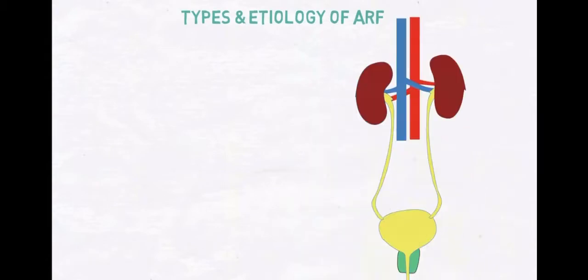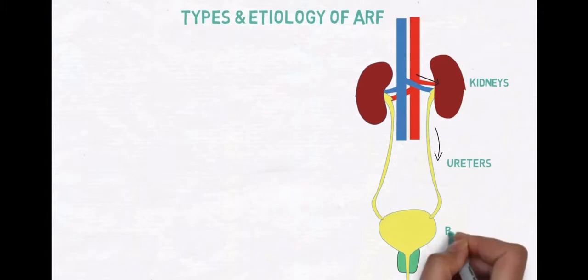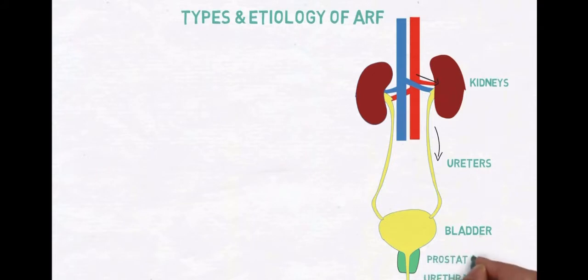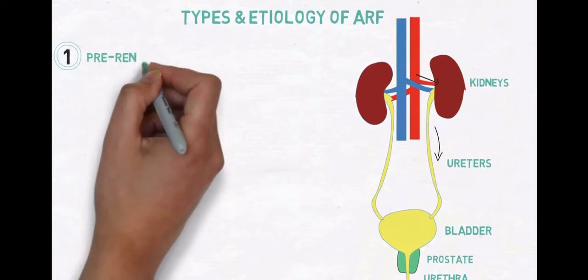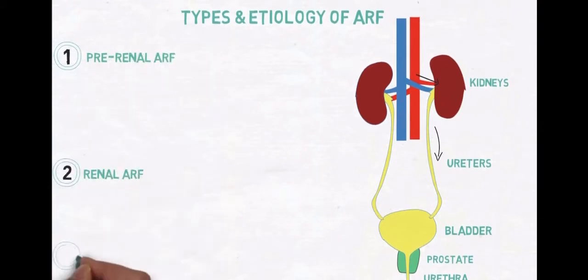So this is a brief overview of our urinary system. The blood is filtered in the kidney. The kidney produces urine which passes through the ureter into the bladder. Urine is then voided out through the urethra. Another important structure lies here, the prostate. So there are three types of acute renal failure. The first is pre-renal ARF, second is renal ARF, and third is post-renal ARF.